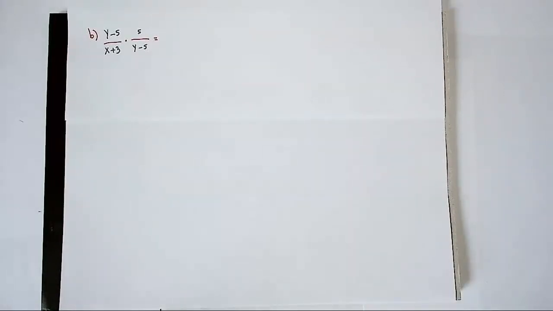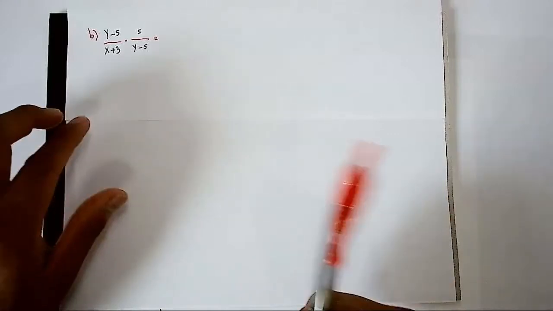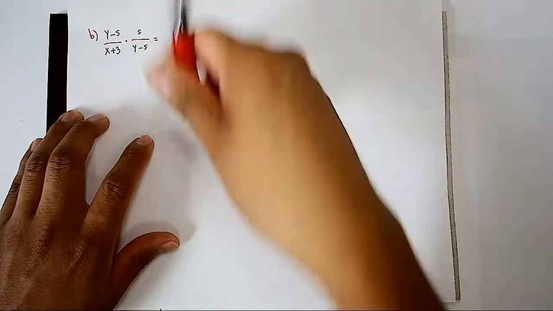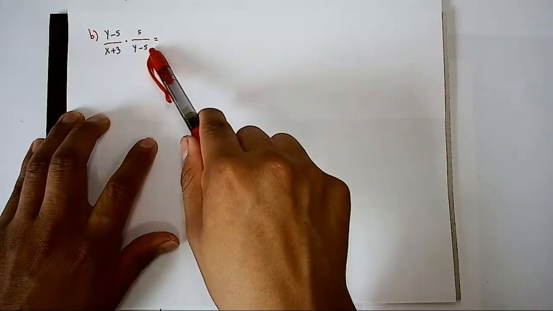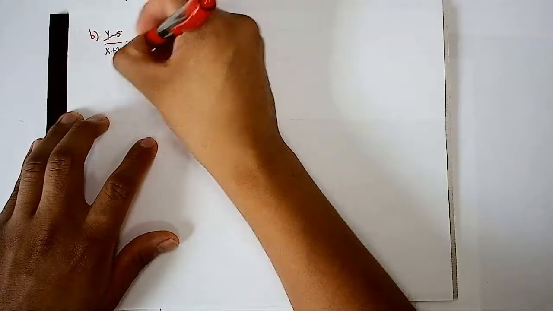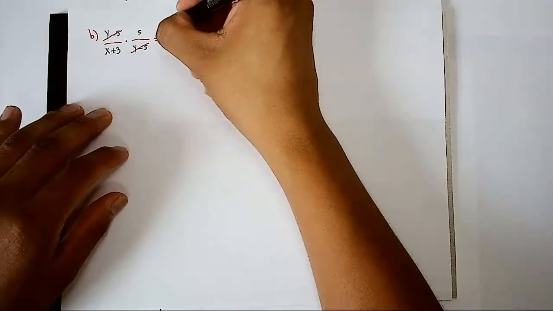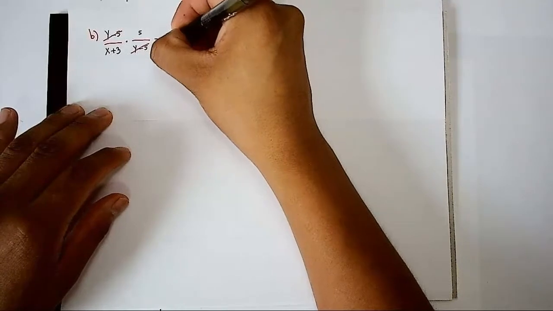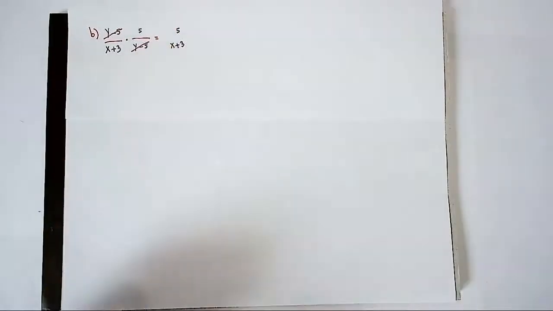In our second example, notice that this numerator is equal to this denominator. Therefore, we can cancel them and we obtain 5 over x plus 3.